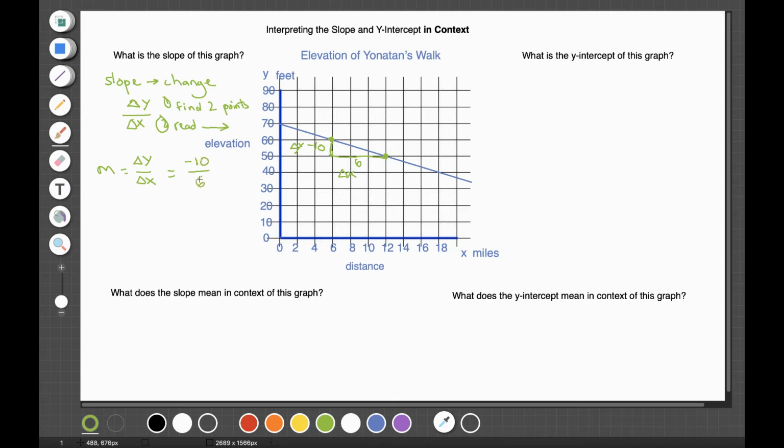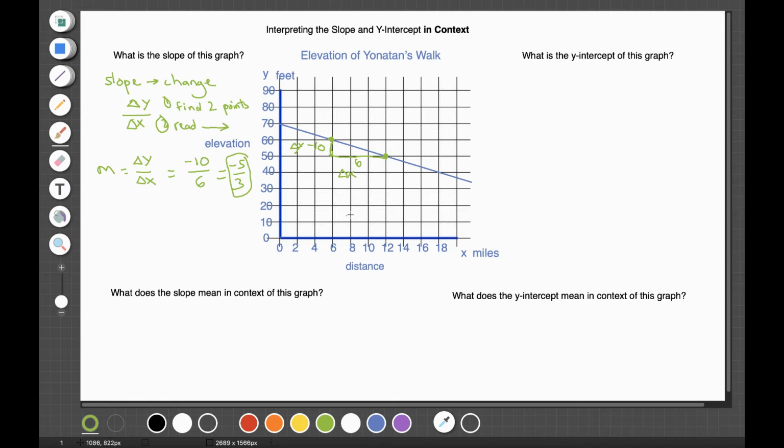You can simplify this fraction. Go ahead and see if you can simplify this fraction. Good job. So both of those are divisible by 2. So really this is negative 5 over 3. Negative 5 over 3. That's okay if you didn't quite get to this last part, but that's really the slope. So we know what the slope is.